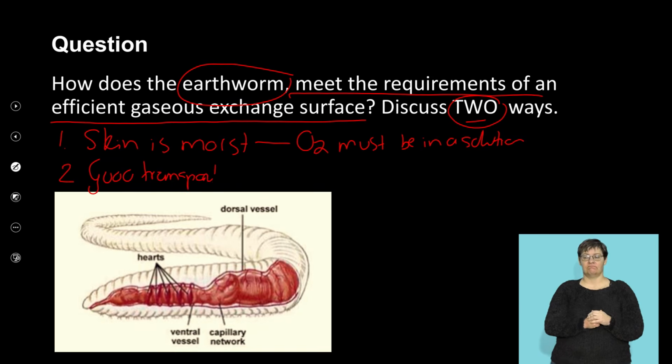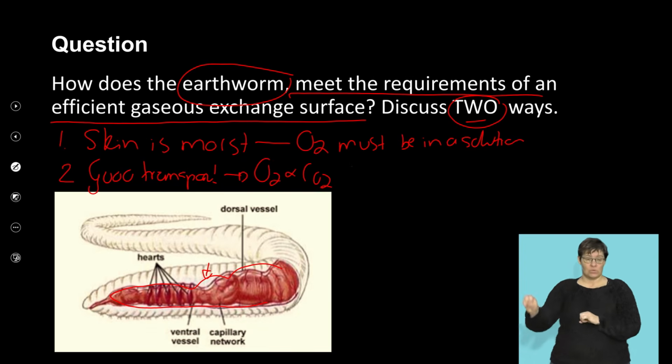The second one I'm going to go with is a good transport system, and the reason why is because the transport system here is quite obvious. It has a heart, it has blood vessels, and you can see they're directly underneath the skin. So what will happen is we will have a good transport system. The oxygen and the carbon dioxide will be transported to all parts of the body.